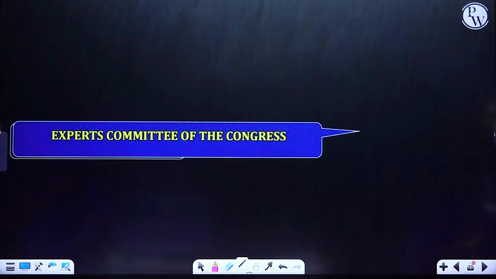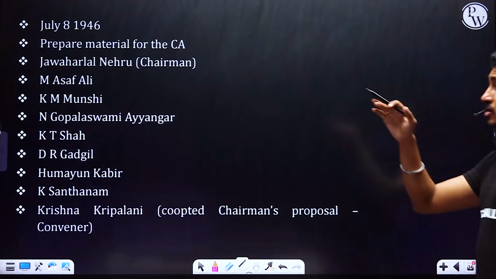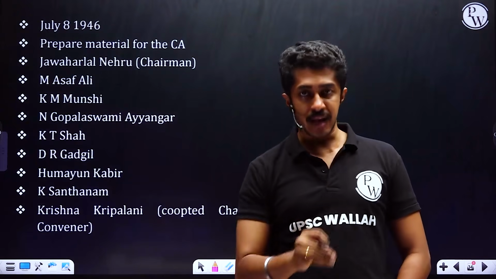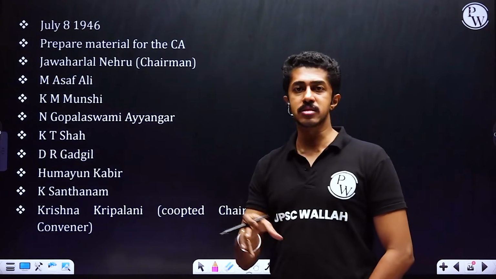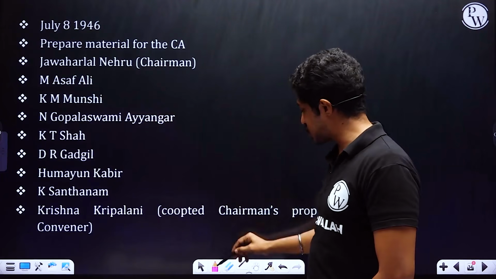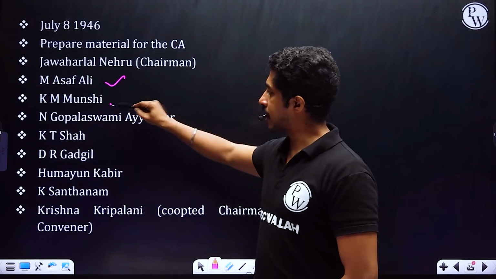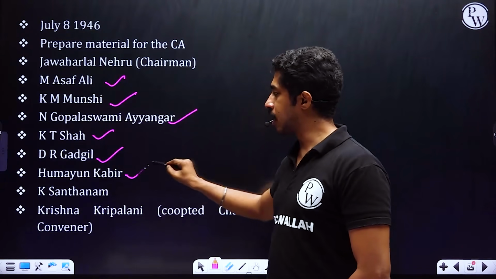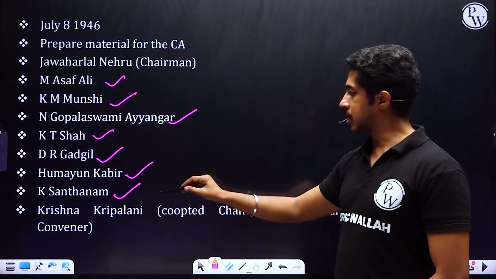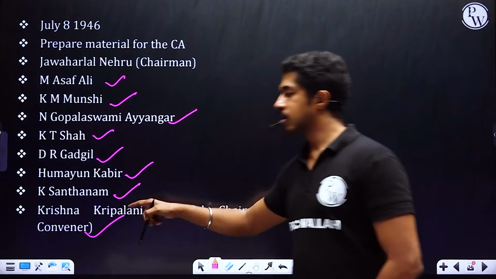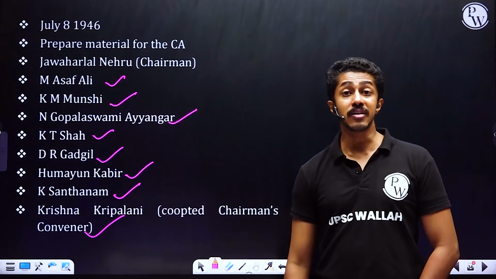Clear, people? Moving further, the Experts Committee of the Congress. On July 8, 1946, to prepare material for the Constituent Assembly and help them, Congress decided to form an expert committee, where, no surprises, Jawaharlal Nehru was the chairman, with M. Asaf Ali, K. M. Munshi, N. Gopalaswamy Iyengar, K. T. Shah, D. R. Gadgil, Humayun Kabir, K. Santanam, and Krishna Kripalani, co-opted on the chairman's proposal, who was the convener.